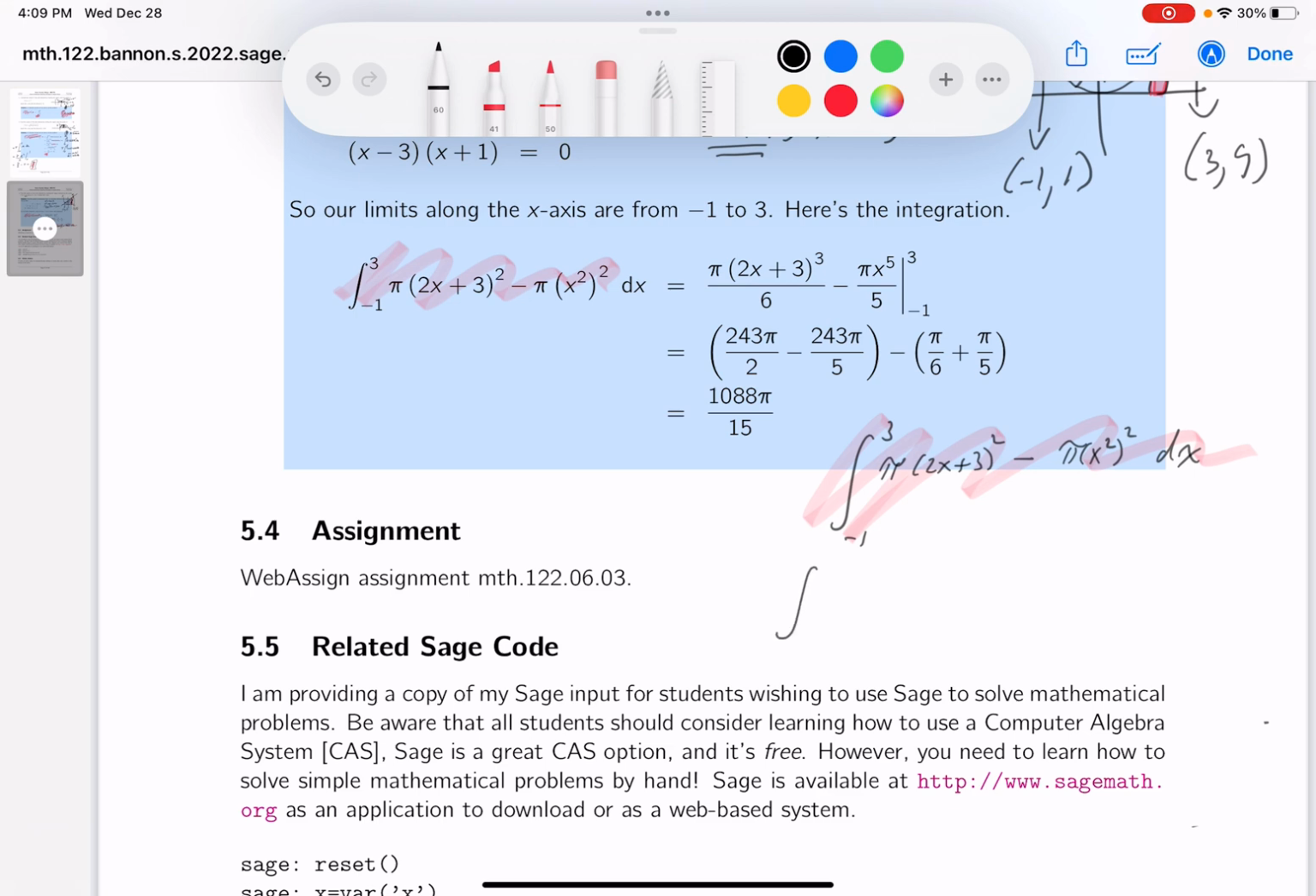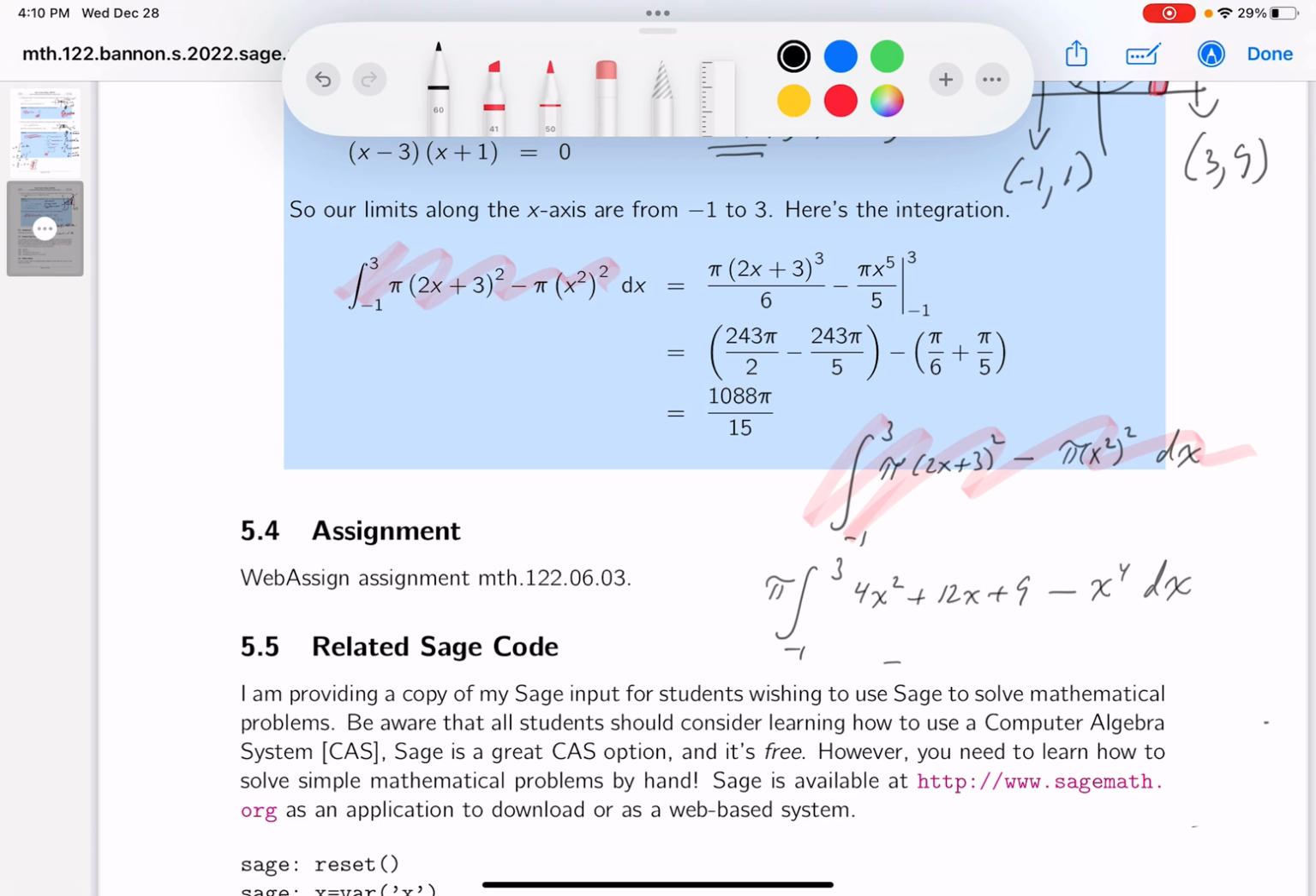And what do you get? Let's see, minus 1 to 3, pi. I'm going to pull a pi out. I'm going to do a little different. That's in the notes, by the way. I'm going to expand it. You get 4x squared plus, let's see, 6x and 6x is 12x plus 9 minus x^4 dx.